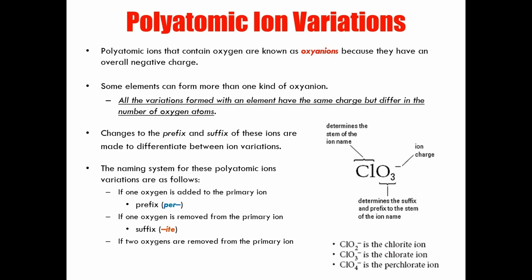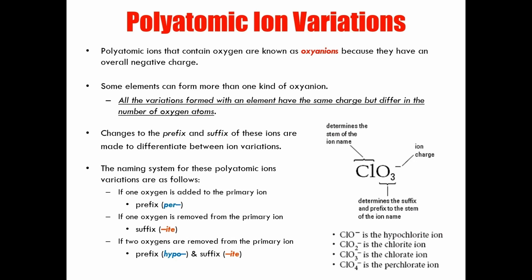If 2 oxygen atoms are removed from the primary ion, you add the prefix hypo, and you change the suffix to ite as well. And so in this case, the primary ion has 3 oxygen atoms. If I reduce it to 1 oxygen atom, I now call the ion hypochlorite.